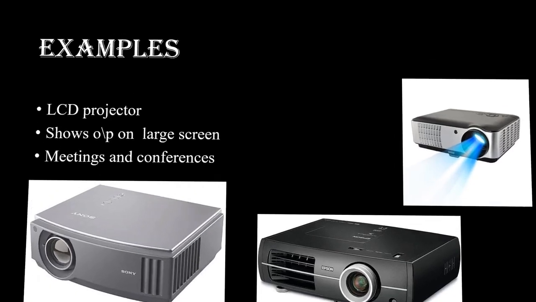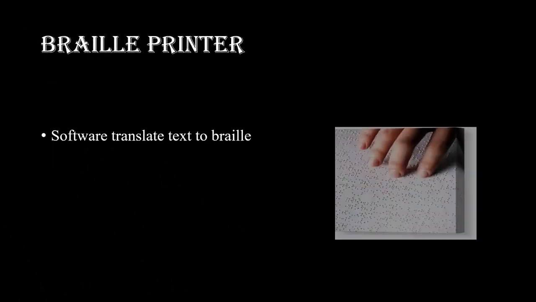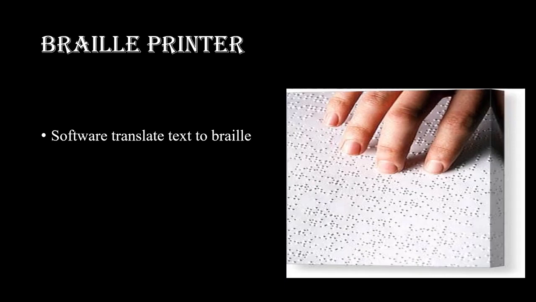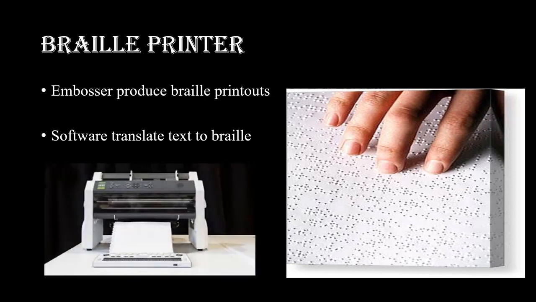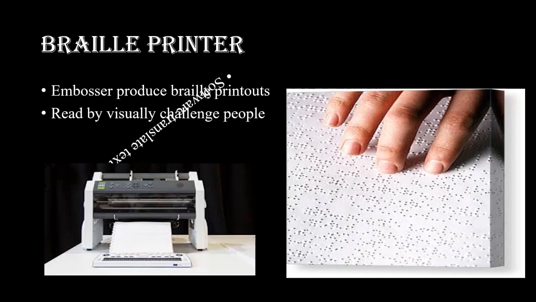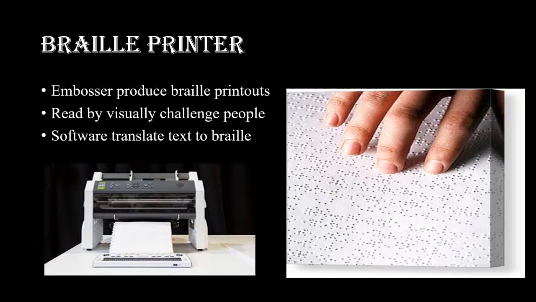Next one is the Braille printer. This printer produces Braille printout. This is the Braille printout paper, which means the patterns of raised dots, which can be read by visually impaired people. This is the Braille printer machine. Inside the machine, one software is available. What is the work of the software? This software converts our language text to Braille.